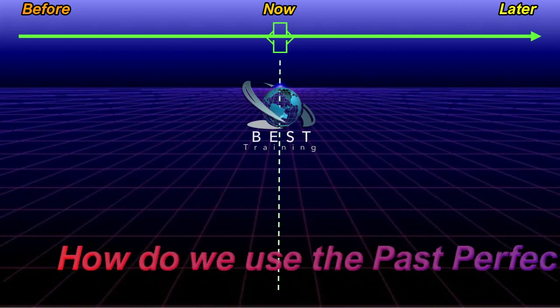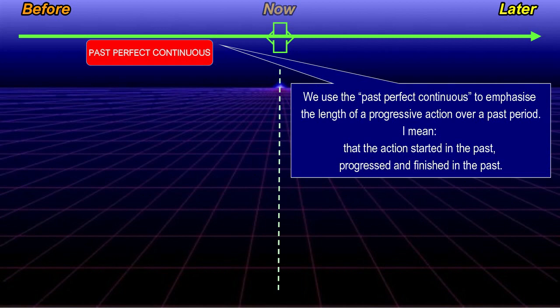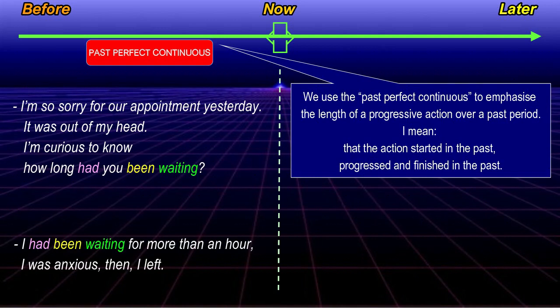How do we use the past perfect continuous? We use the past perfect continuous to emphasize the length of a progressive action over a past period. I mean that the action started in the past, progressed and finished in the past. I'm so sorry for our appointment yesterday. It was out of my head. I'm curious to know how long had you been waiting? I had been waiting for more than an hour. I was anxious. Then I left.